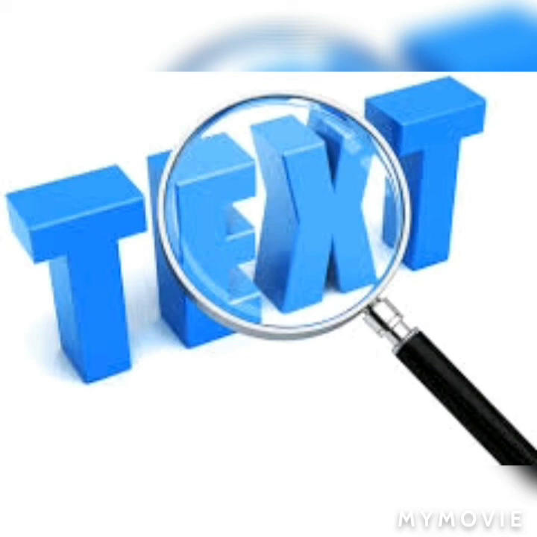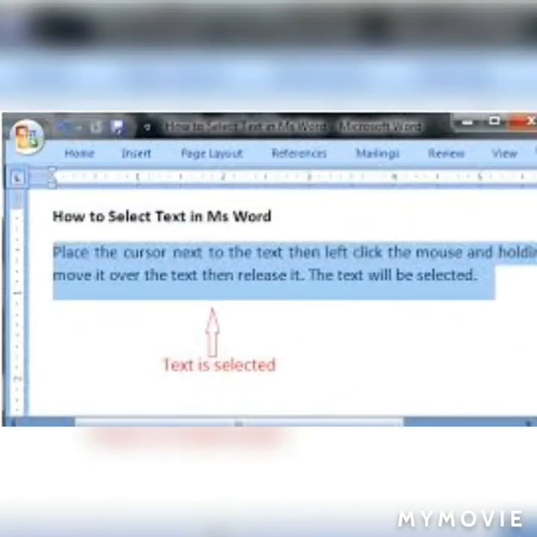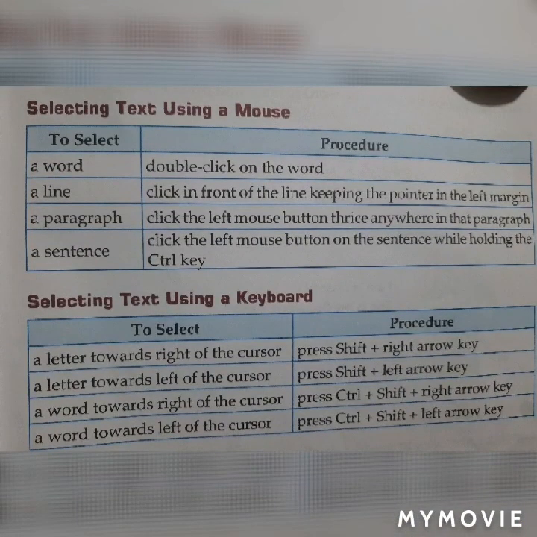So children, your next topic was how to select a text, isn't it? There are various ways of selecting a text. It can be a word, a line, a paragraph, or a sentence. For selecting, first we have to write down something, then only we can select it. Otherwise, no selection can be done. There are two ways of selecting: the first is by using the mouse, and the second is by using the keyboard.